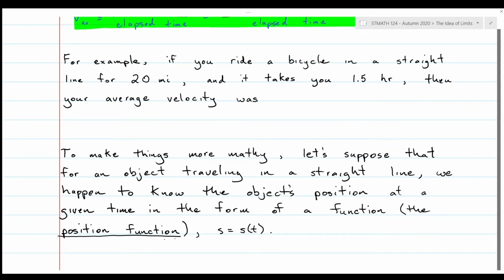Let's suppose that you ride a bicycle in a straight line for 20 miles. So that's your displacement, 20 miles. And then let's say it takes you 1.5 hours. Then what was your average velocity? Well, your average velocity was 20 miles, your displacement, divided by 1.5 hours, the elapsed time. And what does that work out to be? About 13 1/3. And then the units are miles per hour.